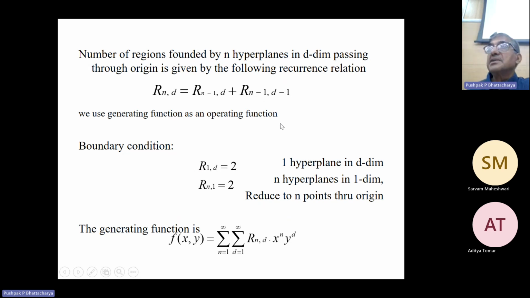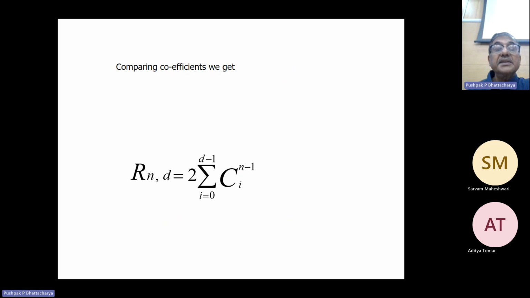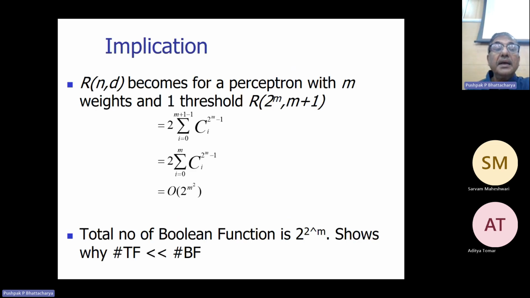When we solve this recurrence relation with boundary conditions, we get this expression for the number of regions in the d-dimensional space. And the implication of this is that the number of regions produced by 2 to the power m hyperplanes for a perceptron with m inputs is of the order of 2 to the power m square, which is very, very small compared to 2 to the power 2 to the power m, the total number of Boolean functions.